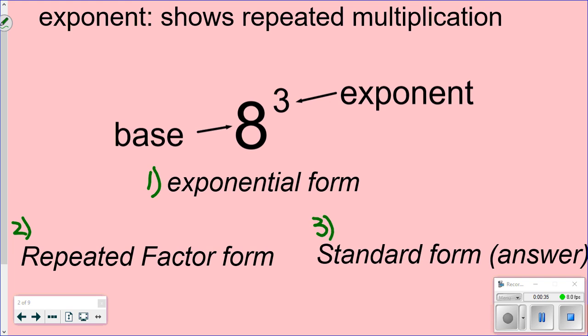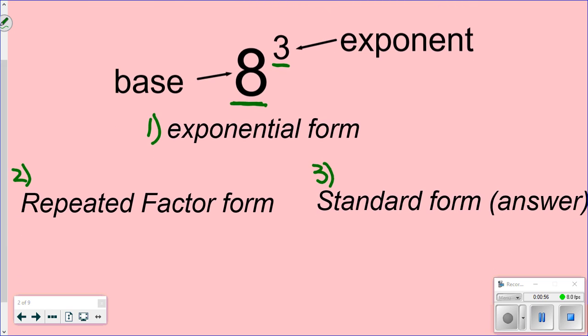A lot of times you have an exponent number. The big number is known as the base. The little number is known as the exponent. So this can be read 8 to the third power or 8 with the exponent of 3. Usually we write it as 8 to the third power. Now, this does not mean 8 times 3. What it means is, if we go into the repeated factor form and write this out, it would look like this.